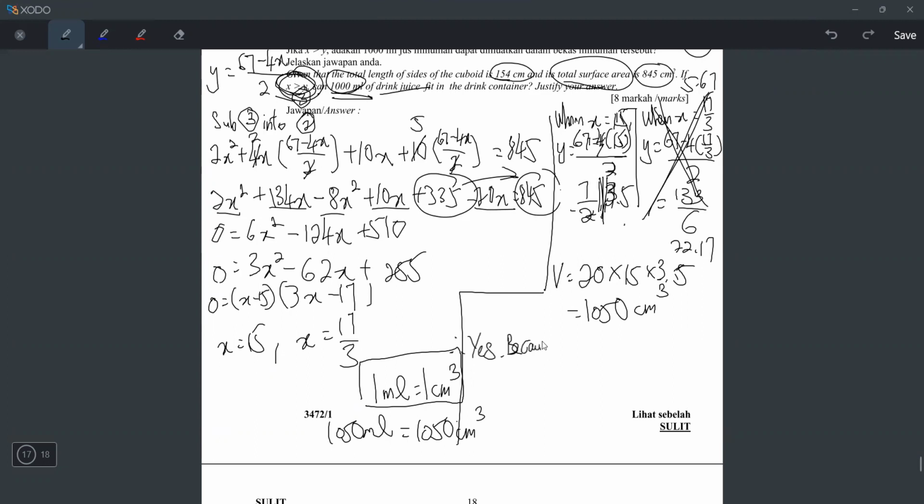Because the juice box can fit 1050 cm cube of juice. Okay. Yeah. So if it can fit 1050 cm cube, of course it can fit 1000.